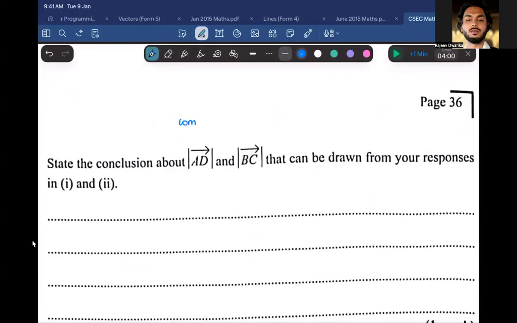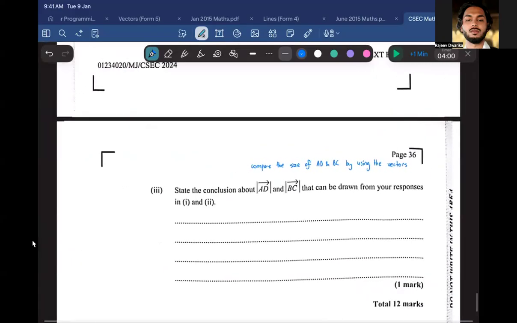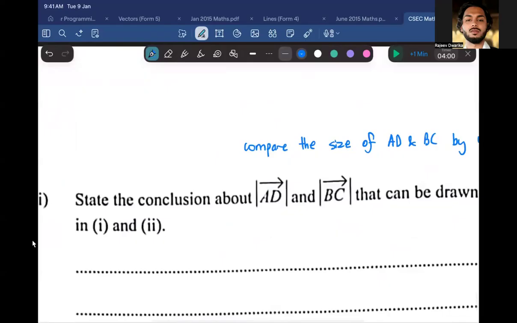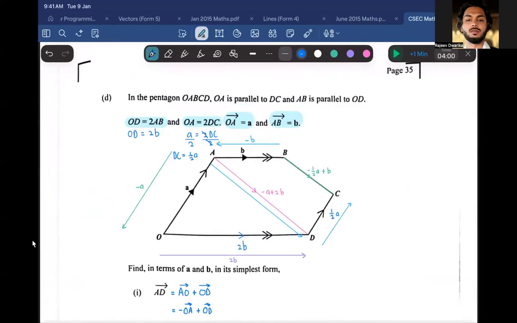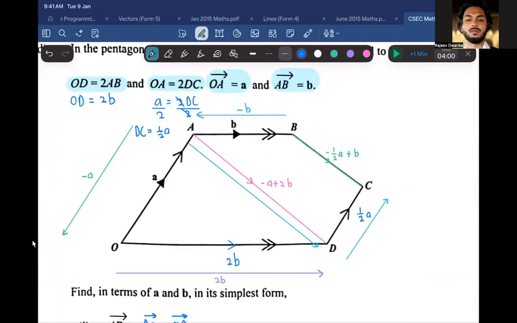So compare the size of AD and BC by using the vectors. Let me show you. In this question, you might be tempted to find magnitude, but you really don't. That's not really what they're asking you. It's a 1 mark question. So Ria, let me show you what's happening. They want us to state a conclusion about AD and BC.